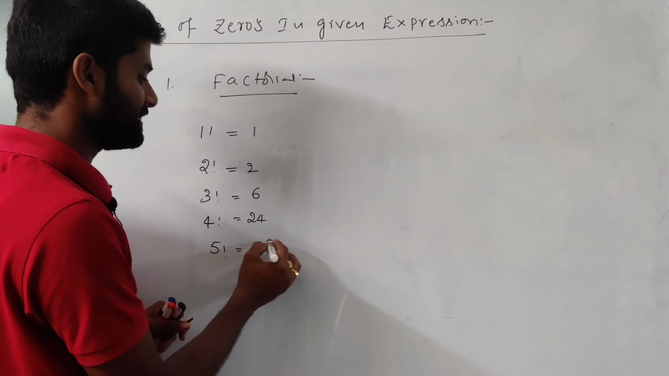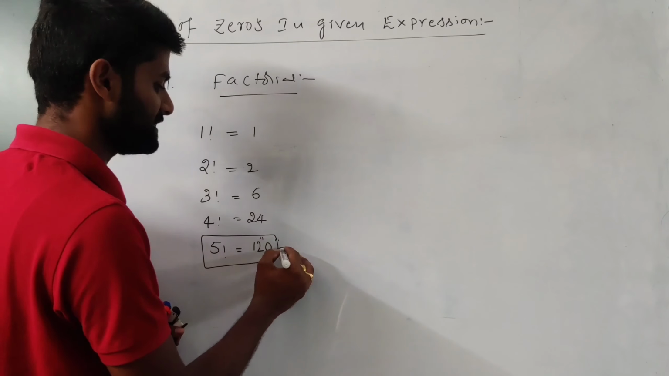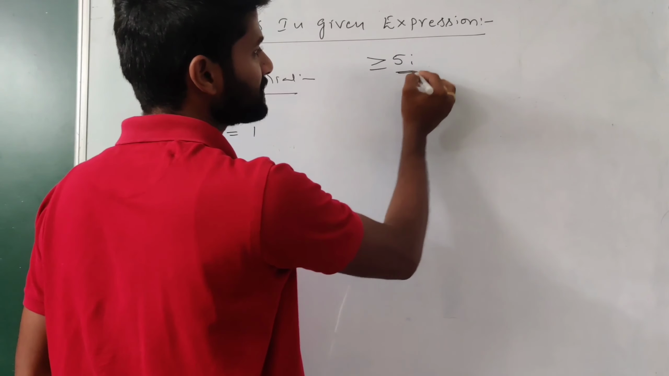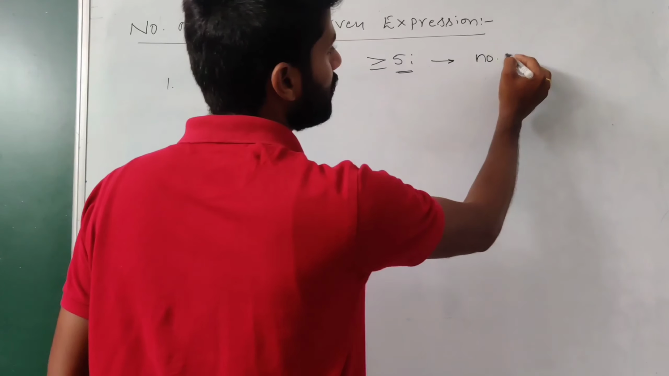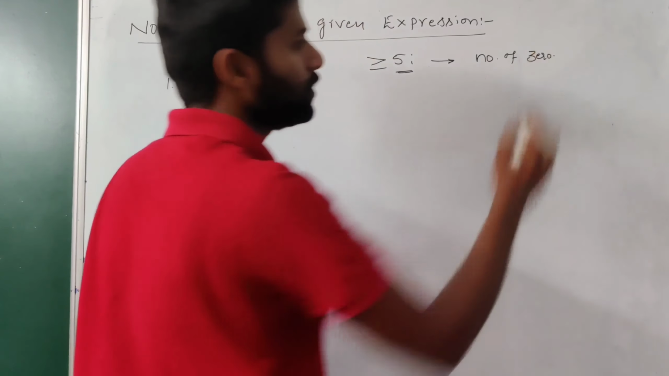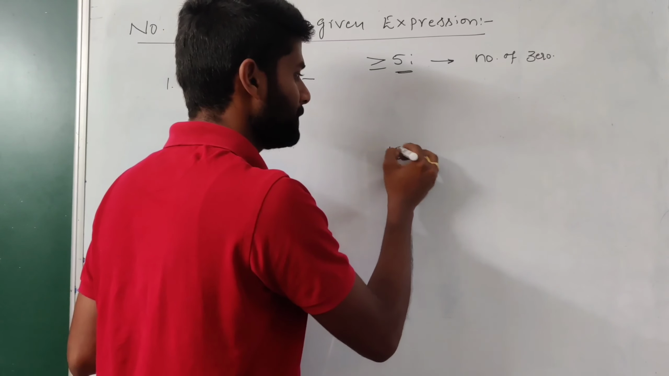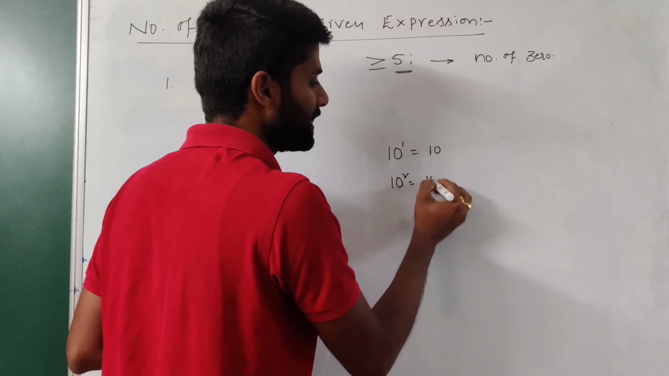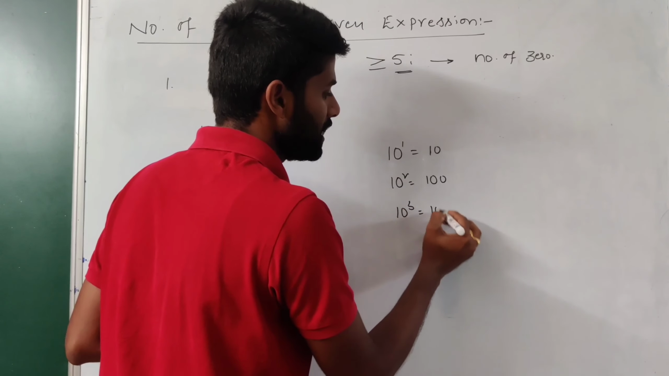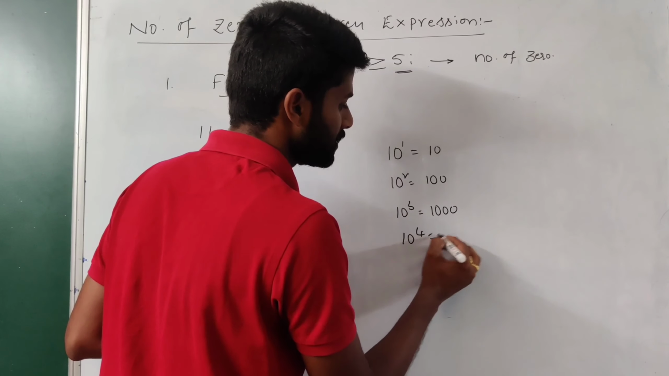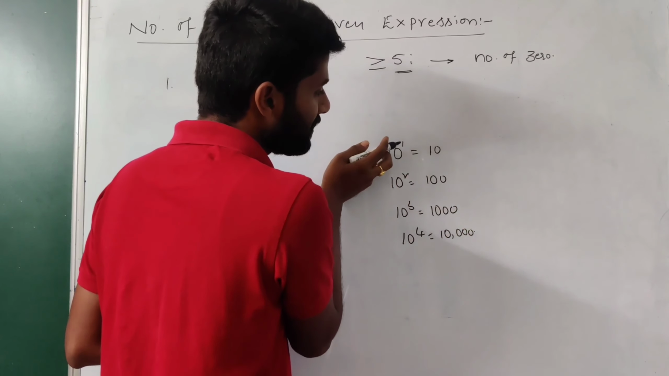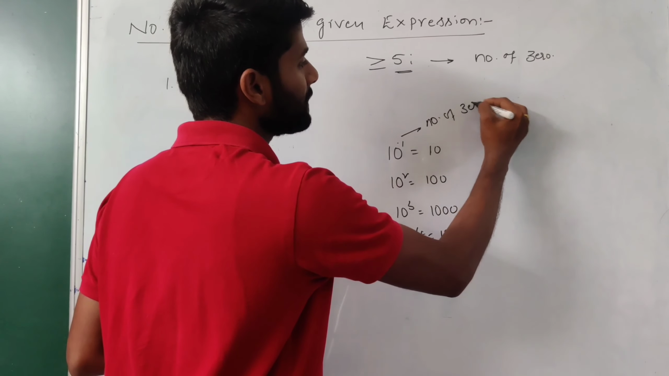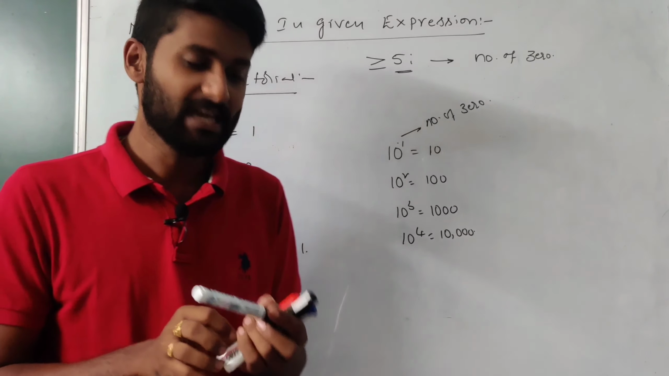Means we will start here: the number of zeros in 5 factorial is equal to 1. After 5 factorial, for any value given, we can get the number of zeros. For example, 10 power 1 is exactly equal to 10, 10 square is equal to 100, 10 cube is equal to 1000, and 10 power 4 is equal to 10,000. The power value indicates the number of zeros in the expression.